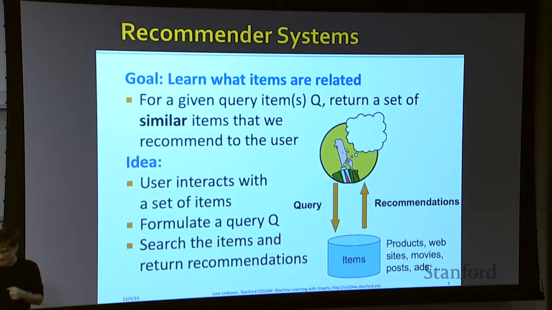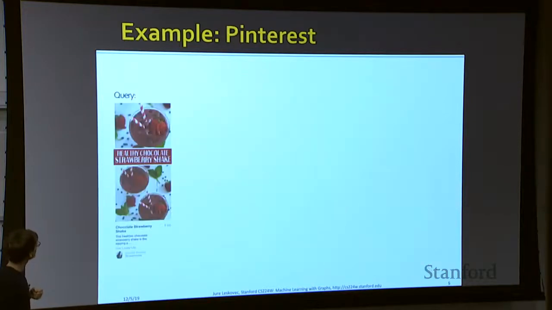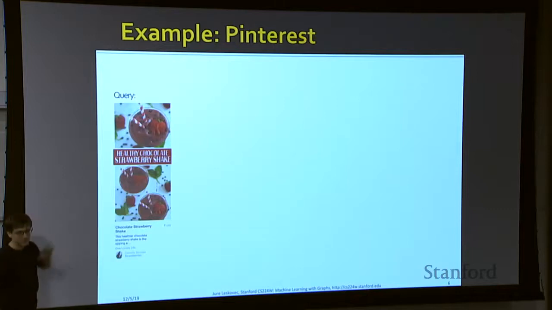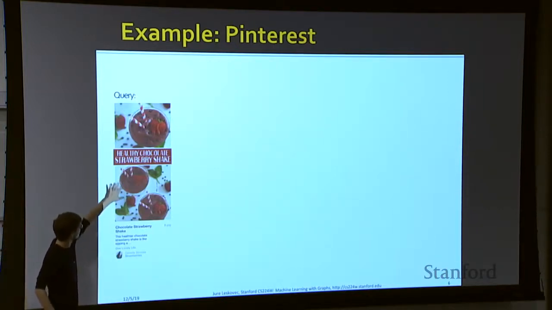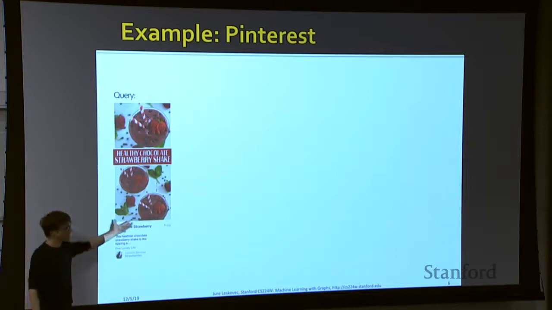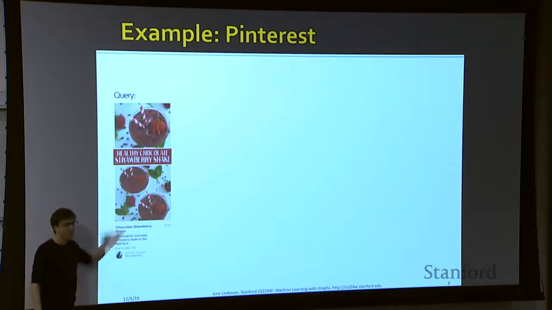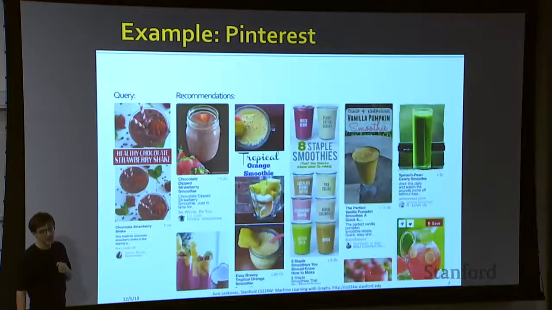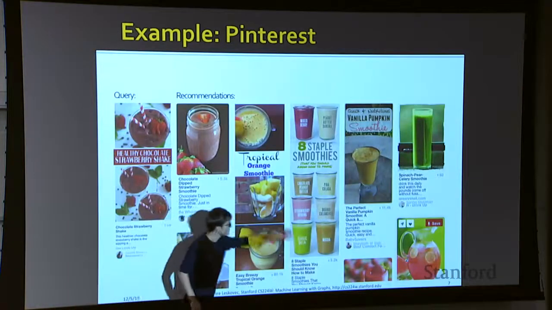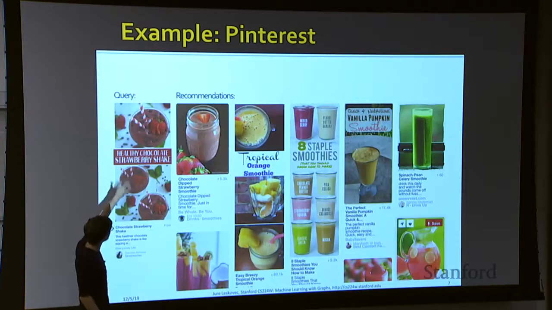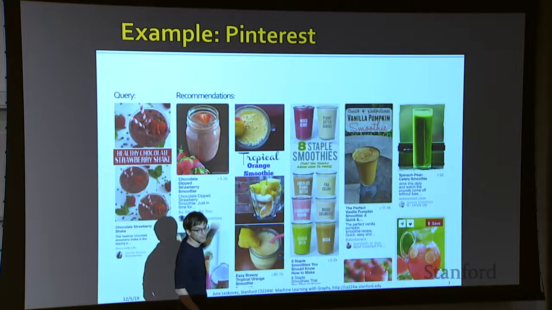That's essentially the idea. So the way you could think of this is if I have a user who has just interacted with these types of pins or these types of posts, about chocolate strawberry shake and things like that, then based on this information, I could go into my recommender system and ask what other items are related. And maybe my recommender system would return this set of items. And you see that this is some fruit shake type thing, and here are some fruit shakes.